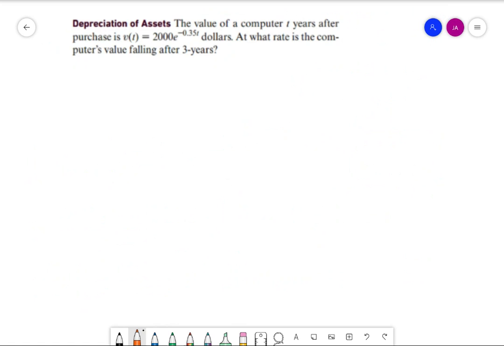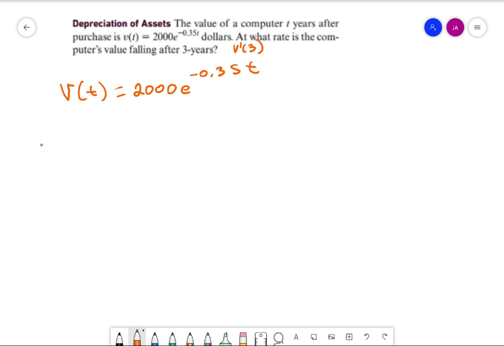We're told that the value of a computer t years after purchase is modeled by the function v of t, standing for value based on time, is equal to 2,000 times e to the negative 0.35t dollars. And so they ask us a question, that is, at what rate is the computer's value falling after 3 years? And so specifically, the rate at which the value is changing is the question being asked. Therefore, we're trying to find v prime of t, but we're not going to use t, we're going to use 3 because that's the specific value that we want.